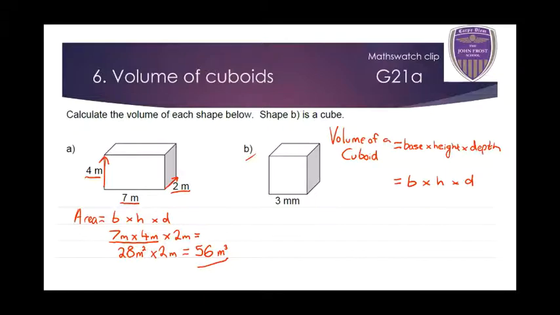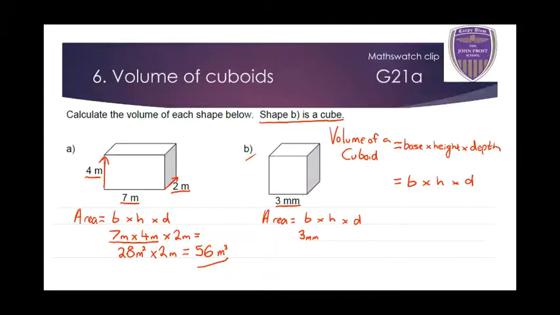So question B now. Again, volume equals base times height times depth. Now, for shape B, I'm only told that one side is 3 millimeters. So that's my base done. I can see that the base is 3 millimeters, but I'm a little bit stuck as to what the other sides of the shape could be. The hint is in the question, because I'm told up in the question that shape B is a cube. And I know that with a cube, all sides are the same length.